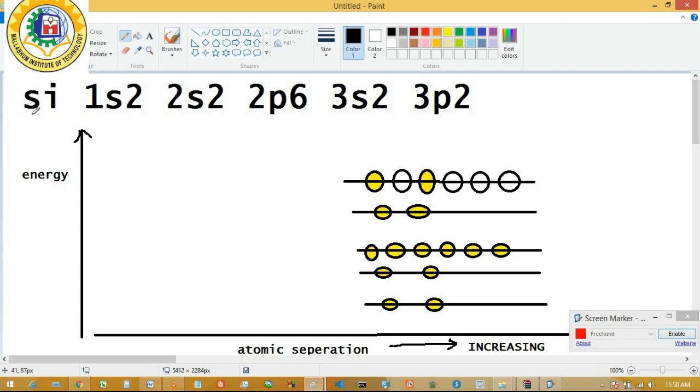For a single silicon atom, all of you know that there are 14 electrons, and the arrangement of electrons is 1s2, 2s2, 2p6, 3s2 and 3p2. Now 1s2 lies close to the nucleus, so the distance between the nucleus and 1s2 is very small. After that the distance increases like this. This is principal quantum number 1, this is 2, this is 3, so the distance from the nucleus is increasing. Here we are plotting the single silicon atom structure.